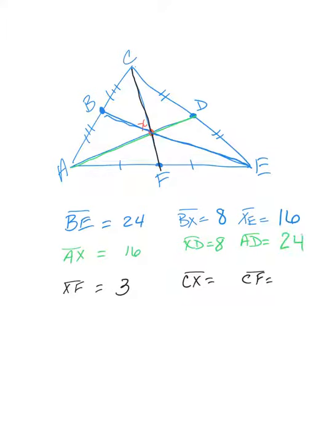Got it? Now XF is the little piece, which is 3. So let's put 3 right here. That means this piece is 6, 2 parts, so you multiply it by 2. So CX is 6, and the whole thing is 9.